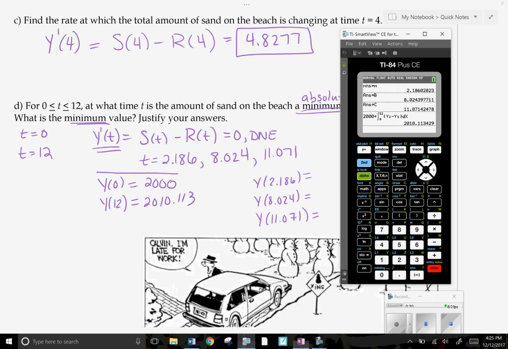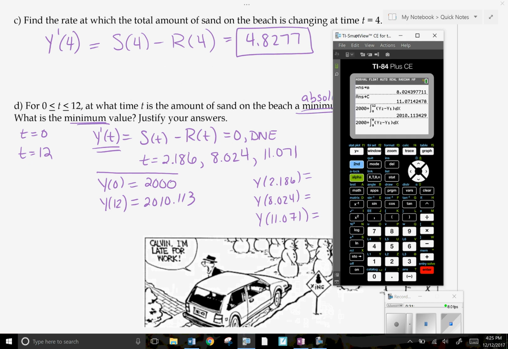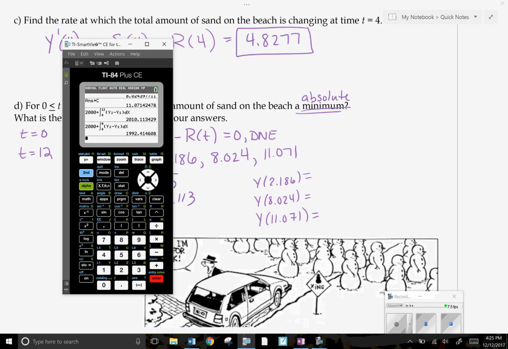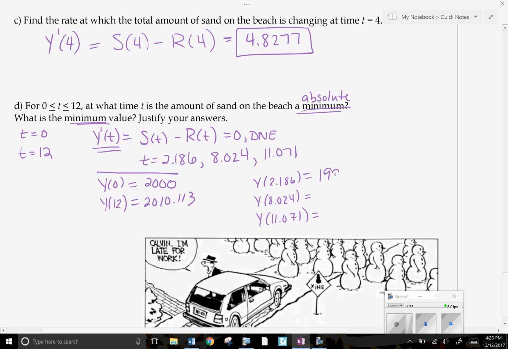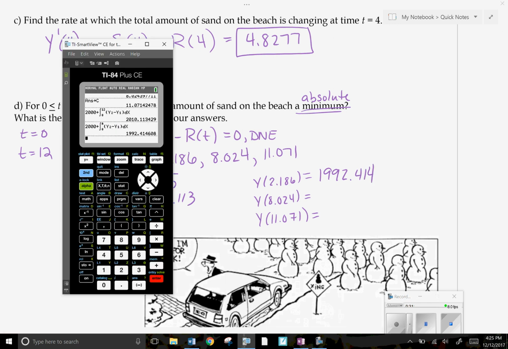I'm going to go back. I'm going to do the exact same thing, but I'm going to hit second enter. And I'm going to change my 12 to an A. See, that wasn't so bad. 1992.414. Mrs. Bibber, shouldn't you round? Nope. The AP says I can round or truncate, so I truncated.